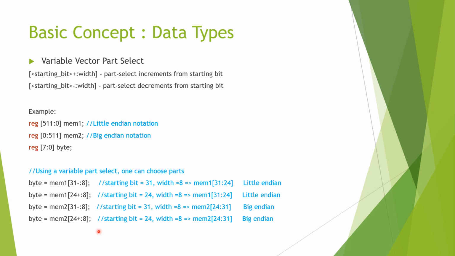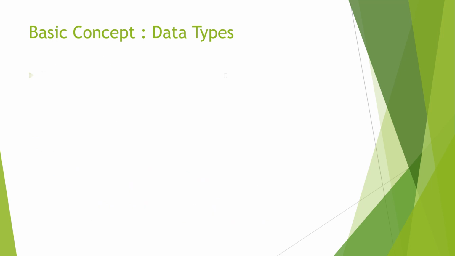Okay, and in the last example 24 is the starting bit and plus is the increment, so it will add the value 8 to 24. So it will be the same, bits 24 to 31 will be assigned to byte.